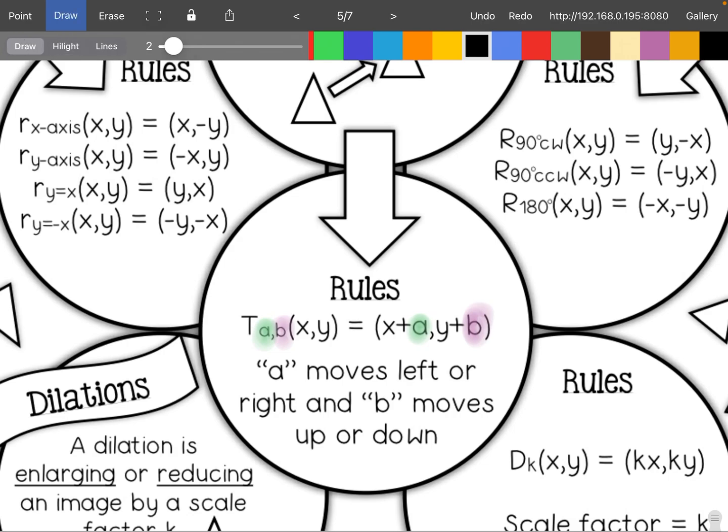So the vector would be written as, instead of (a, b) like that, it would be as the vector <a, b>. Again, a positive a moves something right, a negative a moves something left, a positive b moves something up, a negative b moves something down. So you would just add your a to your x and your b to the y. And again, it doesn't matter if it's written in vector form or in this T sub (a, b).